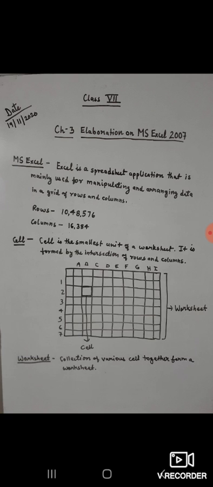As shown in the figure, a cell is formed by the intersection of a horizontal row, row 2, and column B. So, by the intersection of row 2 and column B, a cell is formed, as shown in the figure.